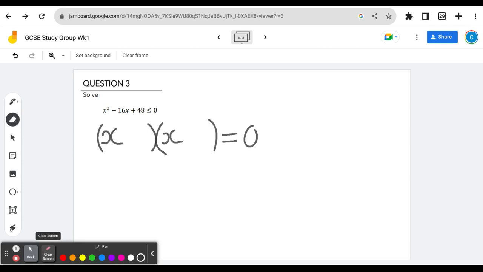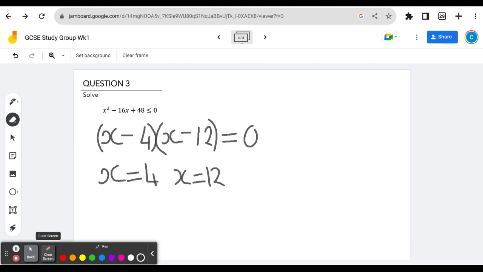But if I look at factor pairs of 48, let's see, 3 times 16. No, that won't do it. 4 times 12, that would do it. 4 and 12. And they both need to be negative. So negative 4 take away 12 will give me negative 16, and I've got negative 4 times negative 12 gives me positive 48. So I've got it. So my key values are x equals 4 and x equals 12.